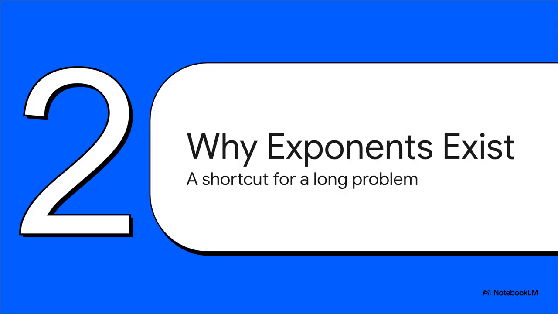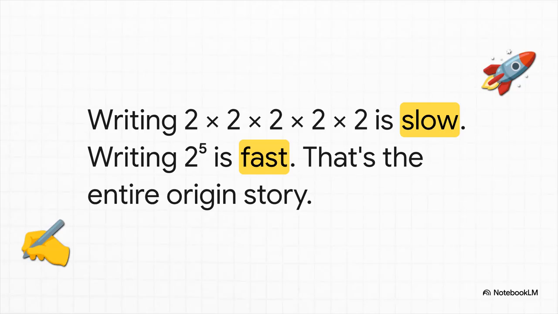But why even bother with this stuff? Did some mathematician just decide to make our lives harder? Nope, not at all. It's actually the exact opposite. Exponents were invented because someone desperately needed a shortcut. I mean, the reason is just super simple. Think about it. Writing out 2 times 2 times 2 times 2 times 2 is a total pain. It's slow, but writing 2 to the 5th, that's fast, it's clean, it's efficient. And that's it. That's the whole origin story. Exponents are nothing more than a brilliant piece of mathematical shorthand.